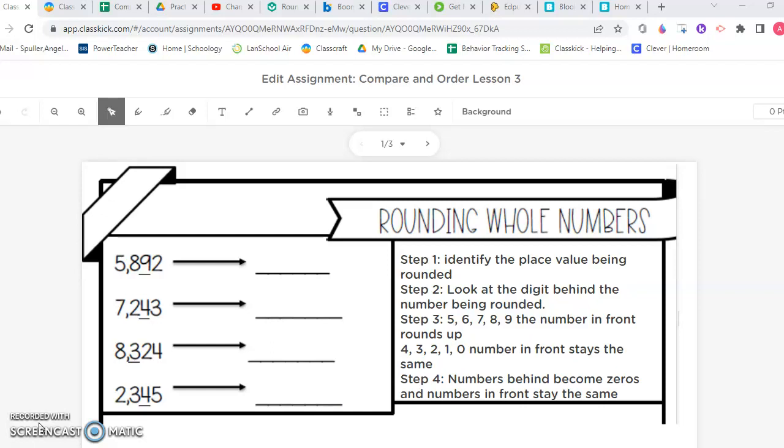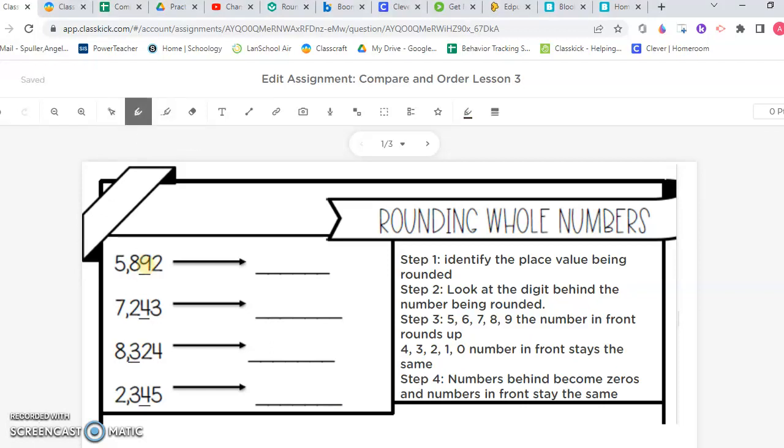Now, here's where it gets tricky. A lot of people mess this part up. If there's any numbers behind the number being rounded, they all turn to zeros. If there's any numbers in front, they all stay exactly the same. So let me show you how this works.